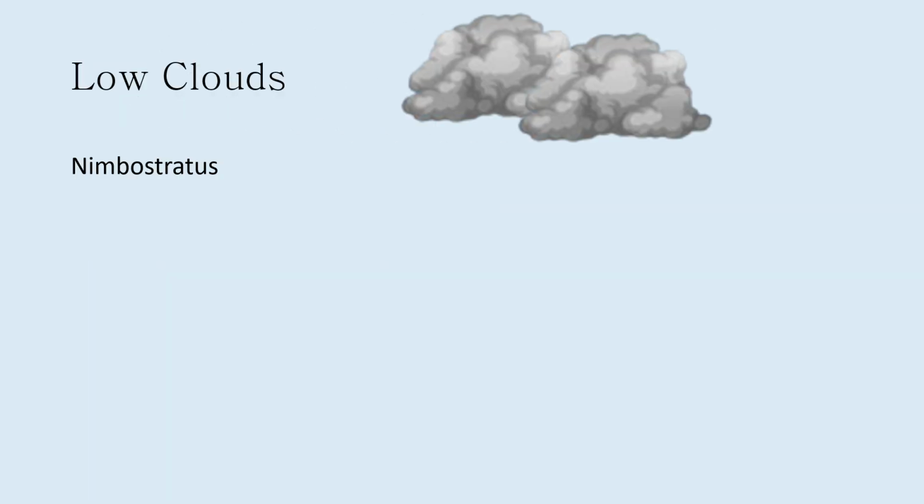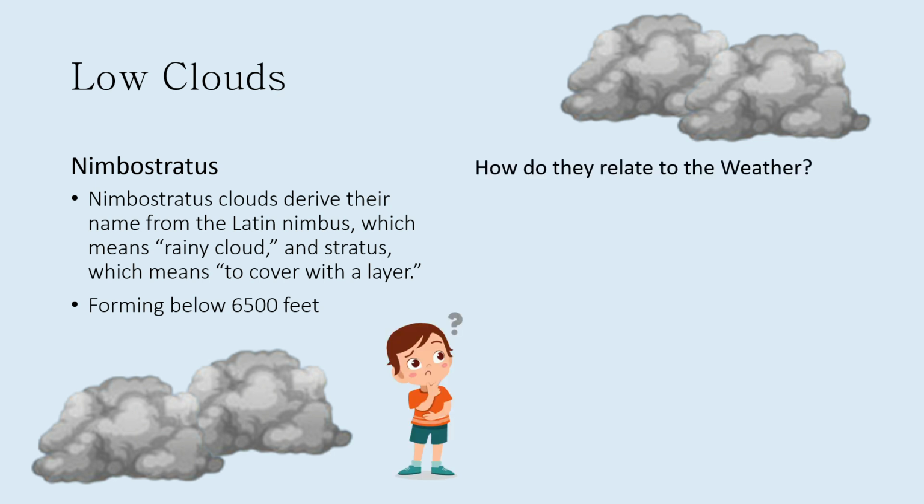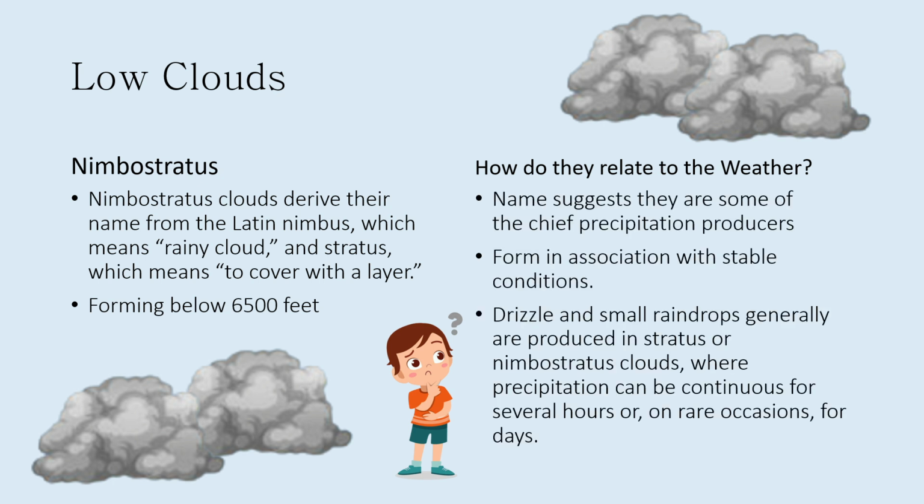In addition to the low clouds, there are clouds called nimbostratus. These clouds derive their name from the Latin word nimbus, meaning rainy cloud, and stratus, meaning to cover with a layer. You may be wondering if these clouds relate to our weather, and indeed they do. Their name actually suggests that they are some of the main precipitation producers, and they form in association with stable conditions. Drizzle and small raindrops are generally produced by stratus or nimbostratus clouds.